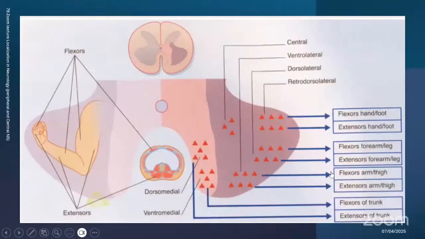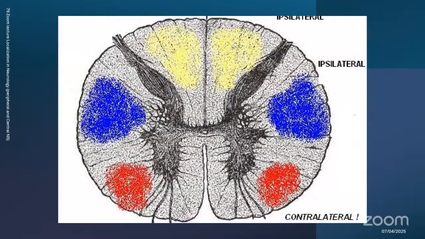So you can see the motor fibers are coming down to supply various muscles. The sensations travel up and the motor fibers come down. You can see the various muscle groups, the flexors of the hand and foot, extensors of the hand and foot, flexors of forearm and leg, extensors of forearm and leg. All these are supplied by the anterior horn cells, which are in the ventral root. So you can see now a brief discussion of the spinal cord.